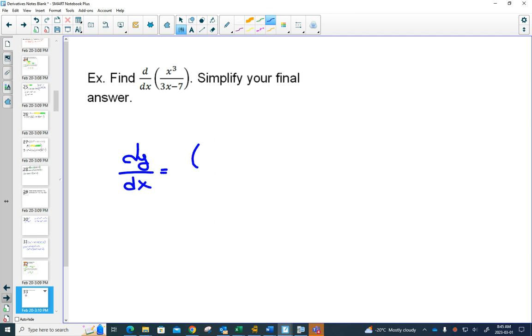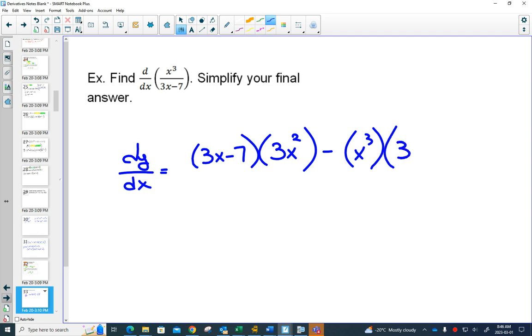we keep the bottom the same and then do the derivative of the top. And the top is just the 3 comes out in front, subtract 1 from the exponent. Subtract, keep the top the same, and multiply by the derivative of the bottom. Well, the derivative of 3x is 3, the derivative of 7 is 0, so that's just 3, all over 3x minus 7 squared.